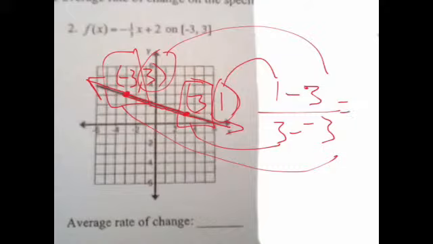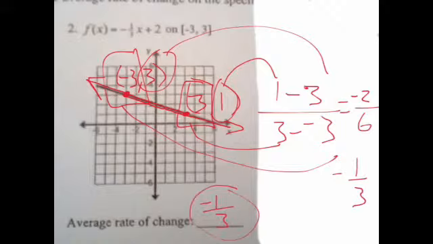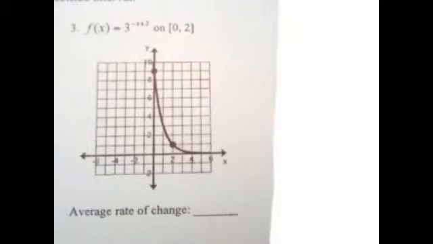And when I calculate that, I'm looking at -2 on top, and on the bottom it's going to be 6. You can simplify that to -1/3. So that's my average rate of change. That brings me to 3, and you need to go between 0 and 2.